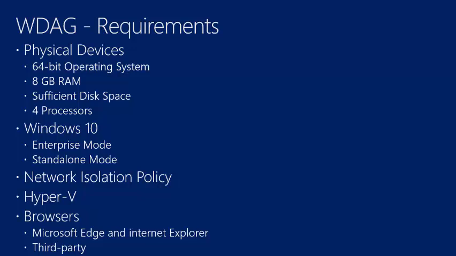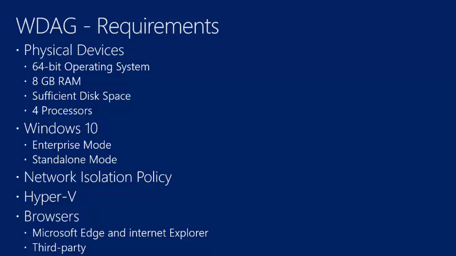So you see the physical device requirements on the screen: 64-bit operating system, 8 gig of RAM, enough disk space, 5 gig is there, 4 processors. Can you install Application Guard without this configuration? By default, no. Yes, there are ways to bypass this. Again, for testing, you don't want to. In production, you probably don't want to for testing either, because it will slow things down, but you can. These are the requirements for the physical devices. You'll see more about that in a minute.